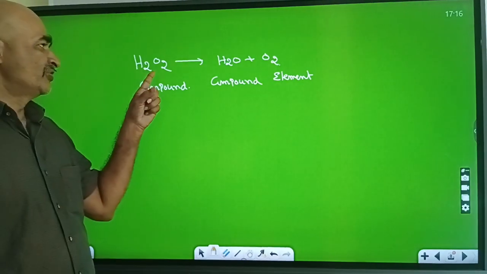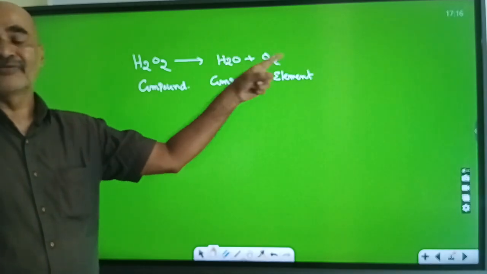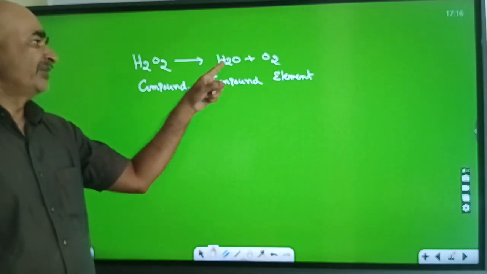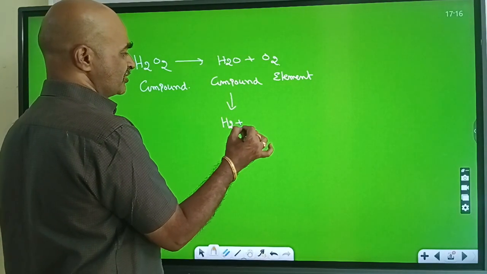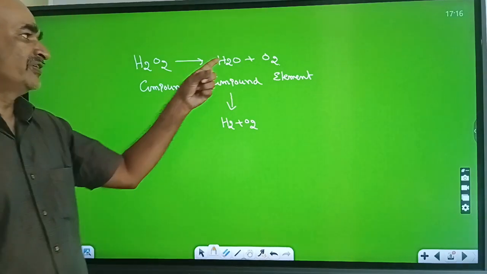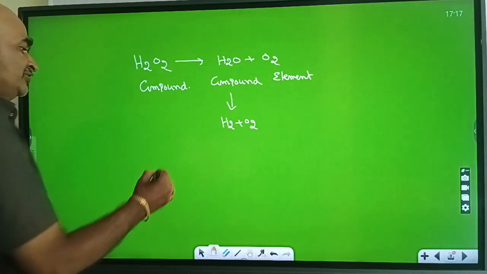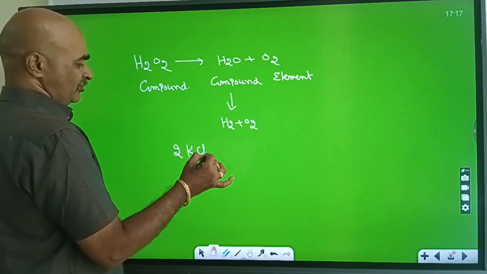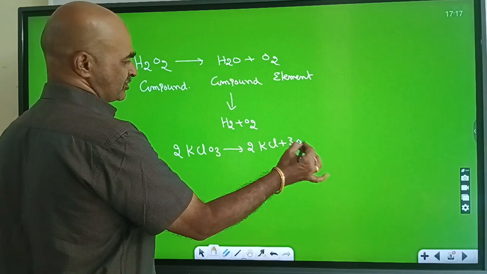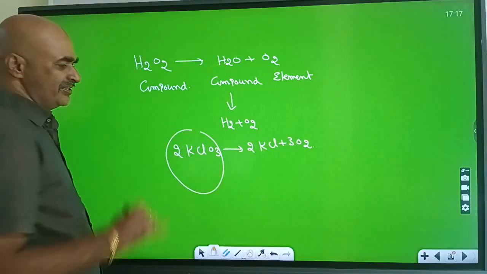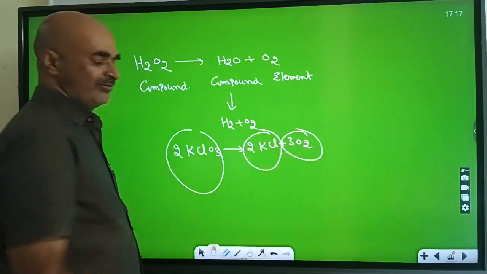Why? When H2O2 is heated, two different substances are formed. Again, when H2O is heated, hydrogen and oxygen are produced. So H2O is a compound, oxygen is an element. And another example is 2KClO3, which gives rise to 2KCl plus 3O2. So KClO3 is a compound, KCl is a compound, but oxygen is an element.